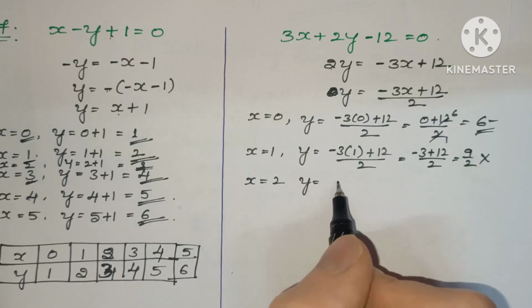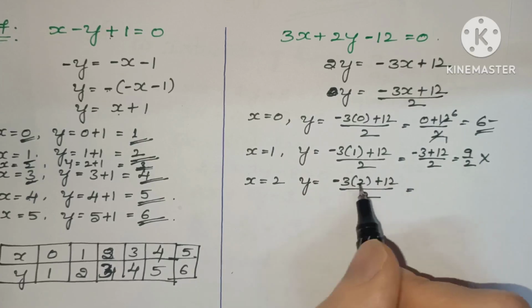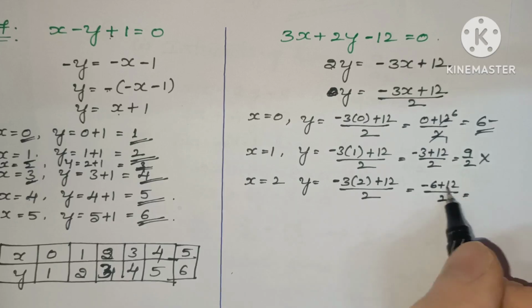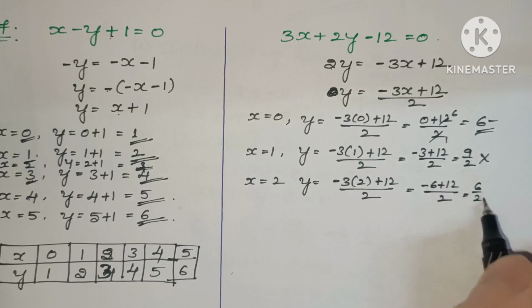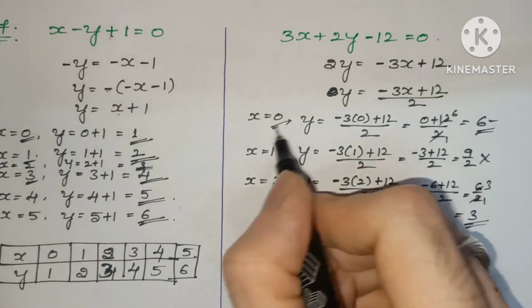Y is equal to minus 3 into 2 plus 12 divided by 2. 3 2s are 6. Minus 6 plus 12 divided by 2. If there is minus and plus, we have to subtract. Then it will be 6 by 2. 2 1s are 2, 2 3s are 6. So the final answer is 3. If x is 2 then y is 3, if x is 0 then y is 6.